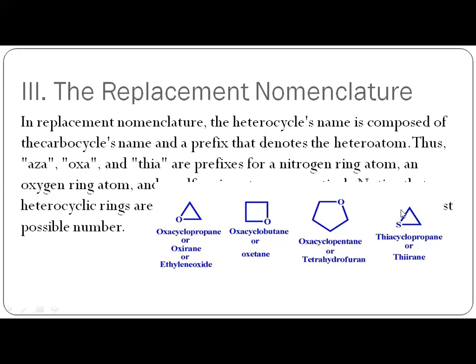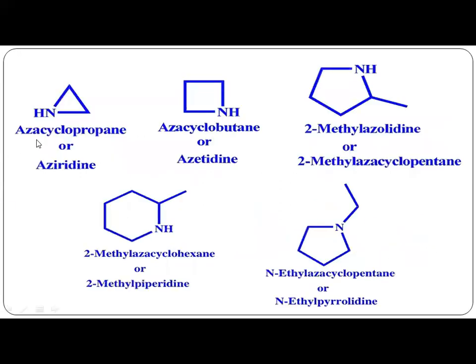After that, this one is again a cyclopropane ring containing sulfur as the heteroatom, so we write it as thiacyclopropane or thiirane. Here are some more examples. The first one is again a cyclopropane ring, and there is one nitrogen atom, so we write it as azacyclopropane or aziridine. After that, a 4-membered cyclobutane ring with one nitrogen atom: azacyclobutane or azetidine.